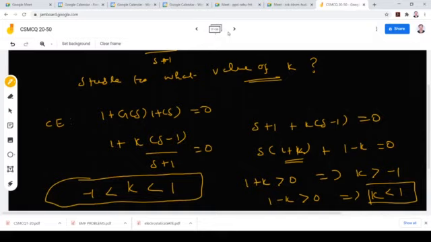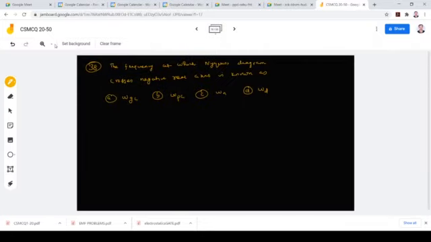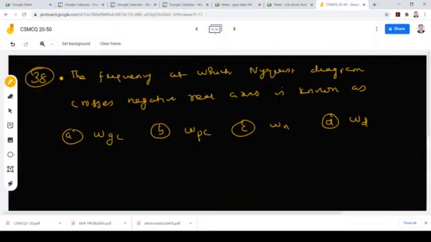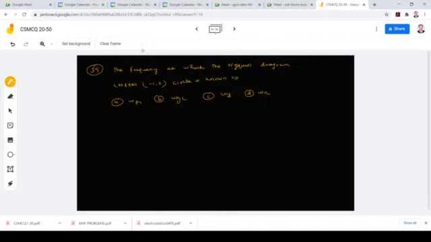Okay. Right. Next question. The frequency at which a Nyquist diagram crosses the real axis. What is omega GC? Gain crossover frequency. Omega PC, phase crossover frequency. Natural frequency. Damping frequency. So the frequency at which the Nyquist diagram crosses the negative real axis is the phase crossover frequency. Right? So that is a simple question.